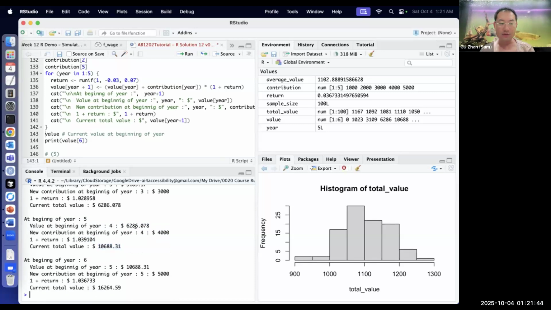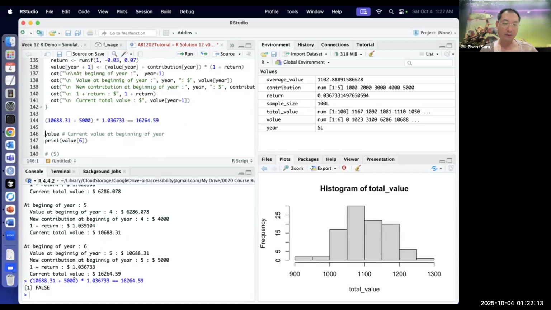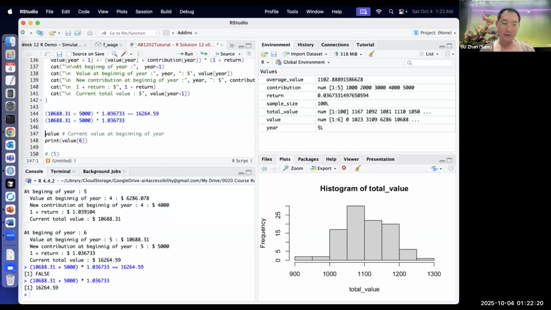So for year 5, okay. So we do for year 6. Year 6, we copy this one. We can do a quick verification. This one plus 5,000, this is the money that you have, then times this value, 1 plus return. Is it equal to this value? We expect to get a true, but it is false. Why is it false? Okay, let's try again. Let's have a look at what is the actual value of this.